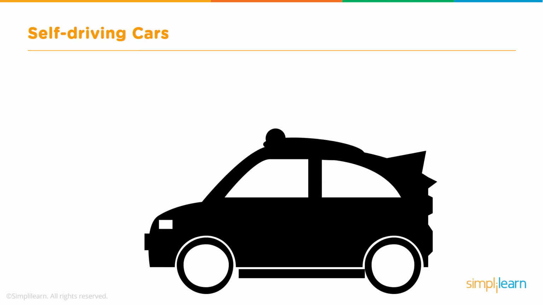Now, a self-driving car is one that travels from one point to another without any sort of human intervention. Now, self-driving cars have several components. Some of the most important ones are these. Self-driving sensors. Now, these detect curbs and other cars while parking.